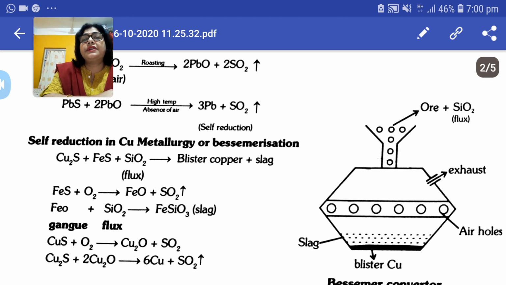Actually we have reached the 3rd stage, and the 4th stage is refining of metals. Before we go to the 4th stage, we need to go through some thermodynamic principles and some electrochemical principles also, which are related to the extraction of metals or metallurgy.